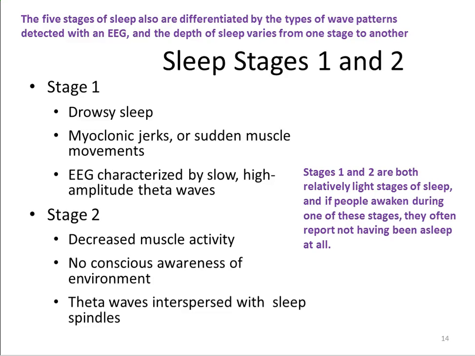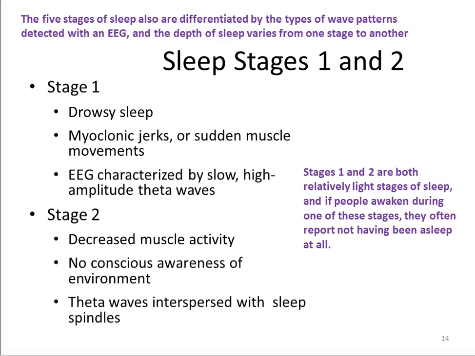Okay, there are 5 stages of sleep that are differentiated by the types of wave patterns detected by the EEG. I'm going to walk you all through the stages. The first one is stage 1, drowsy sleep, with myoclonic jerks or sudden muscle movements. You can detect this if you're lying next to somebody who's falling asleep. You can feel the slight ticks or jerks or twitches in their cheek or their arm or their leg, which indicates they're moving into stage 1 sleep.